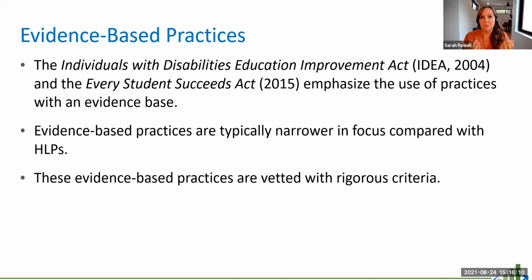And these may be referred to with different names. Sometimes this might be called research-based or research validated, or maybe scientifically validated. There are similar terms, but we will use the term evidence-based practice today. Now, as our team thought about evidence-based practices, one of the things that we realized was that many evidence-based practices relate to a set of materials or a strategy. Therefore, a single evidence-based practice is typically going to be narrower in focus than the HLPs.